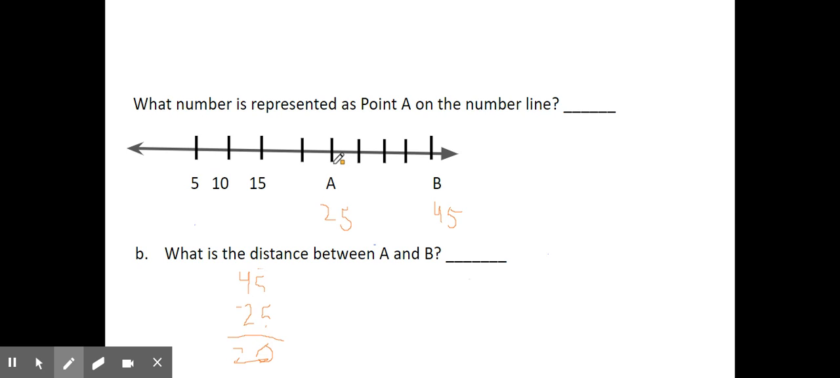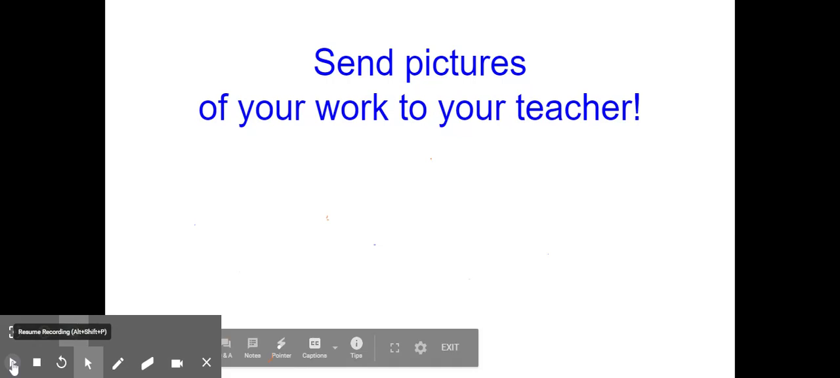Let's see if we get the same thing counting on. We're starting at 25. Oh, I'm sorry. We're counting on, so we're going to see how much is between 25 and 45. So 5, we're counting by fives. 10, 15, 20. We got the same thing. There's 20 between A and B, between 25 and 45.